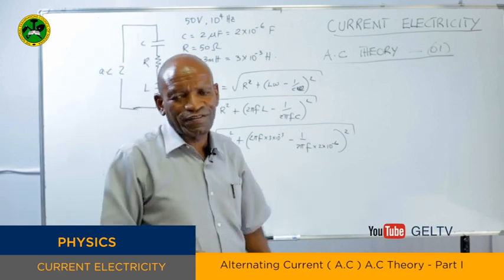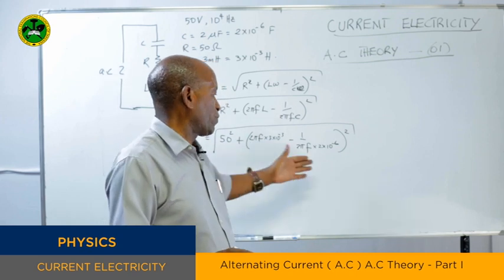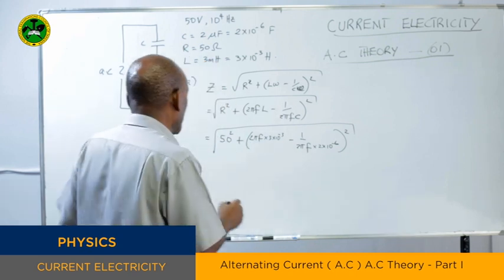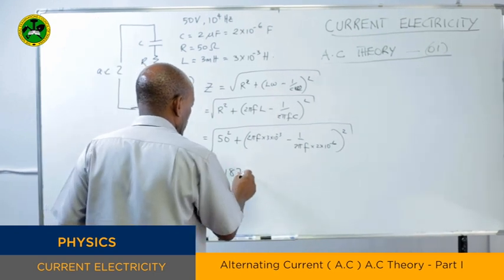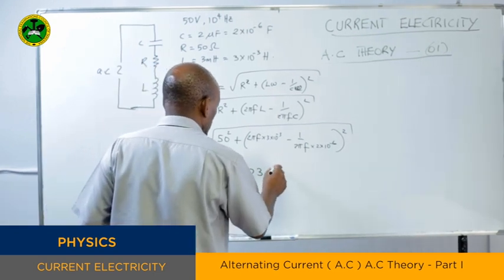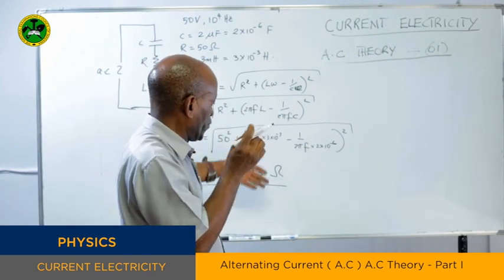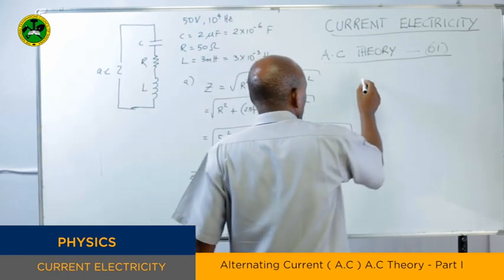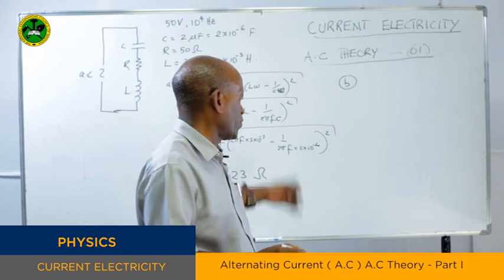Now from there, this is just arithmetic, which I believe you can substitute and get the total impedance, which will just be equal to 187.23 ohms. This is for part A, because what you do here is just arithmetic, which I believe you can do comfortably by substituting and calculating the square root.